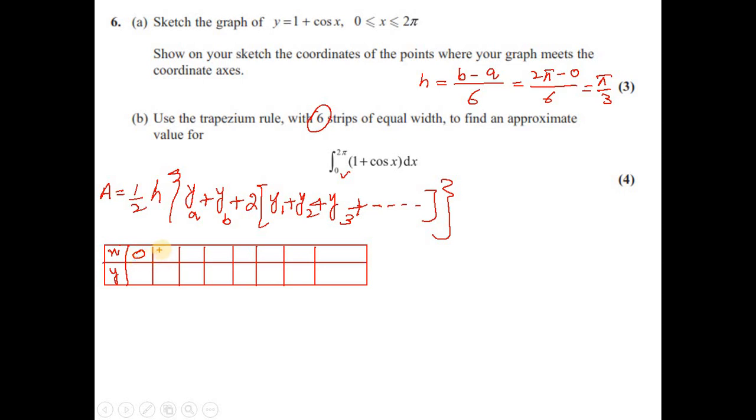So the first interval is from 0 to pi by 3, and the next interval is from pi by 3 to again plus pi by 3. So pi by 3 plus pi by 3 is 2 pi by 3, and then 2 pi by 3 plus pi by 3 is just pi. Then pi plus pi by 3 is 4 pi by 3, and then 4 pi by 3 plus pi by 3 is 5 pi by 3, and then 5 pi by 3 plus pi by 3 is your 2 pi. So you have strip 1, 2, 3, 4, 5, and then 6, and you don't need this column.